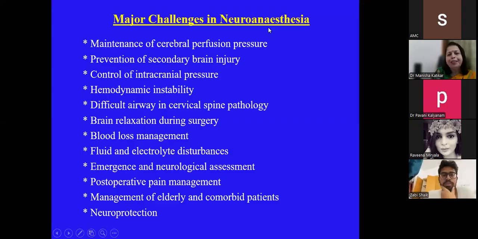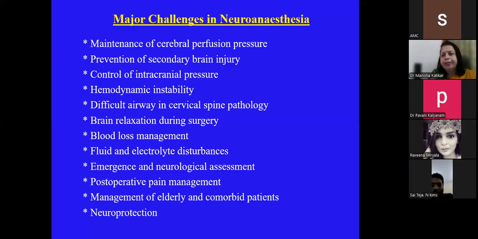This word, when I was a PG student: what is cerebral perfusion pressure? This term is very confusing for all of us, because practically we are not monitoring cerebral perfusion pressure. We don't even monitor ICP, but we monitor our mean arterial pressure. We have to maintain hemodynamic stability throughout our neurosurgical case so as to maintain the cerebral perfusion pressure. Why is this important? It will prevent secondary brain injury. We have to take control of intracranial pressure by having control over mean arterial pressure.